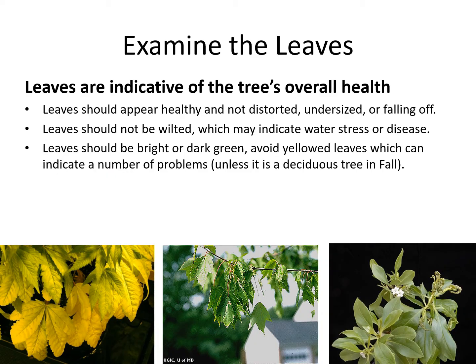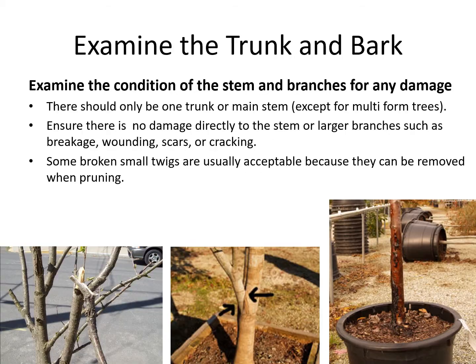We also want to look just at the leaves as an indicator of tree health. They shouldn't be wilted, they shouldn't have pest or disease damage, like any kind of holes or distortions in it. They shouldn't be turning yellow and falling off unless it's fall and it's a deciduous tree. Then that would be okay.